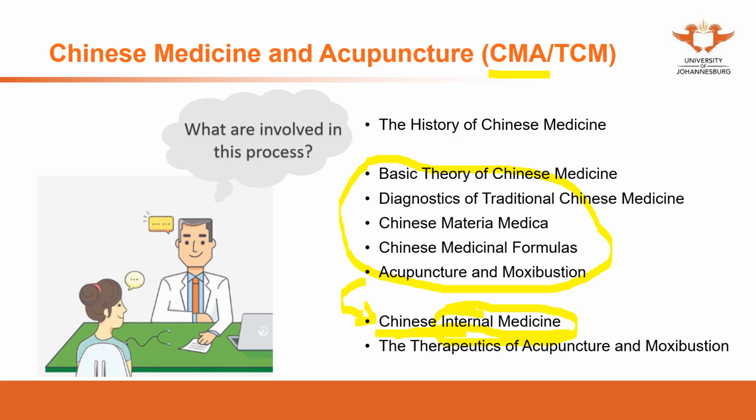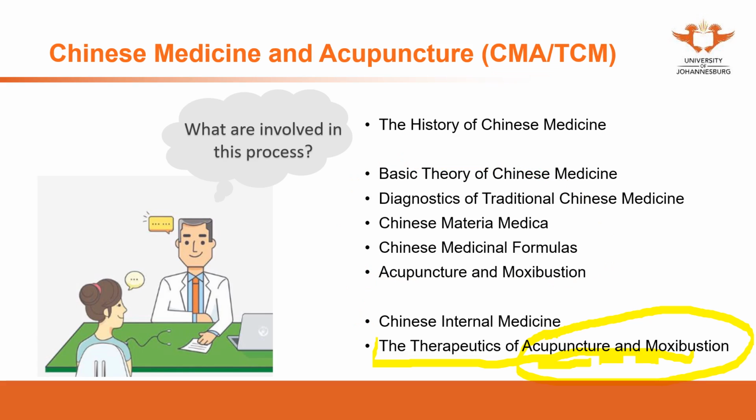After internal medicine, we understand the diseases and the possible causes, and then we're going to focus on the therapeutics of acupuncture and moxibustion. From the therapeutics, we're going to focus on treatments based on acupuncture and moxibustion. That's also the purpose and the aim of our program. So these are all the different contents or subjects that we are going to study in these few years. After gaining all this information, you will be able to practice independently.